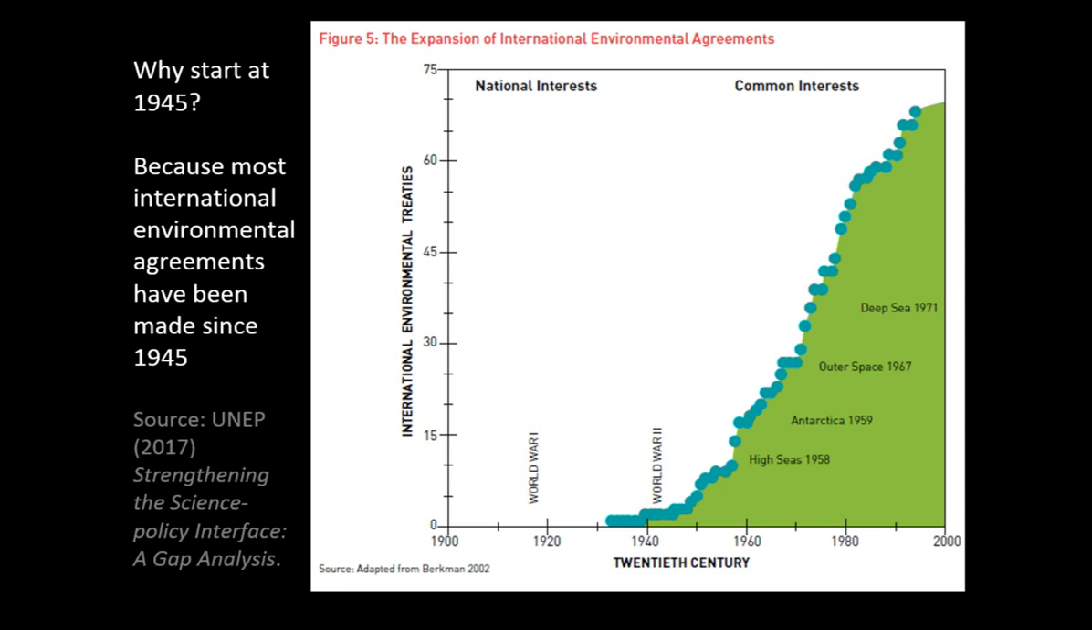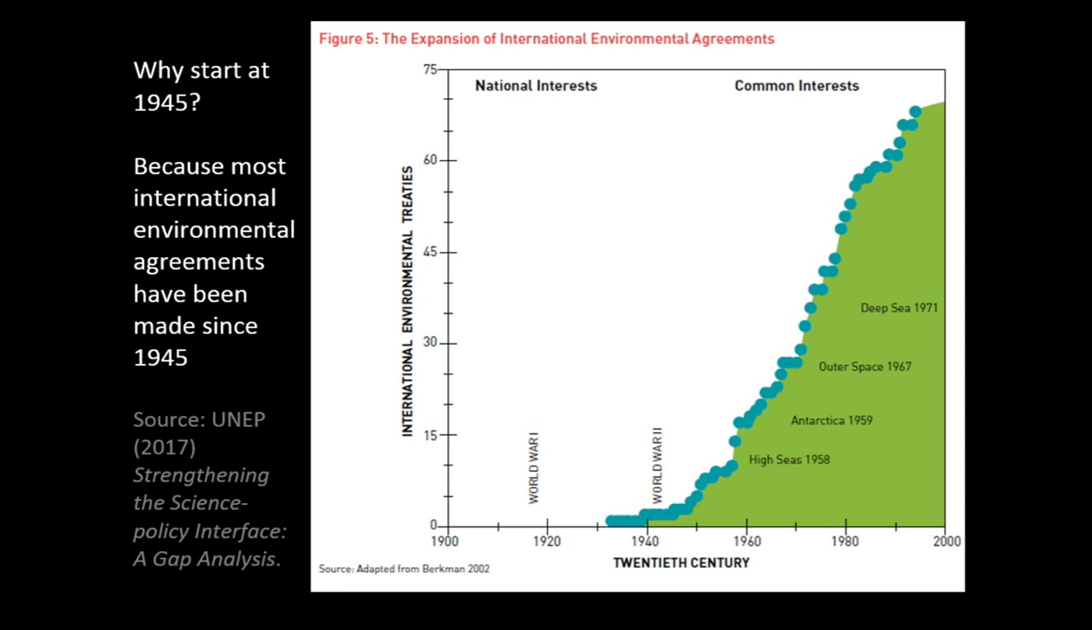Well, a really practical reason is that since really the 1960s, there's just been this explosion in international agreements. So this is a graph of international environmental agreements since 1900. And you see that really prior to the 1930s, there was nothing. No international agreements. Each country basically did their own thing. And then since the 1950s, it started to grow. And then the 1980s, this huge number.